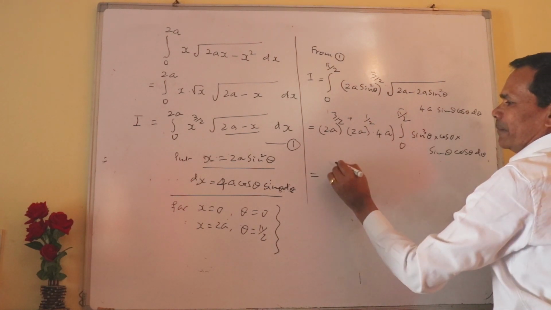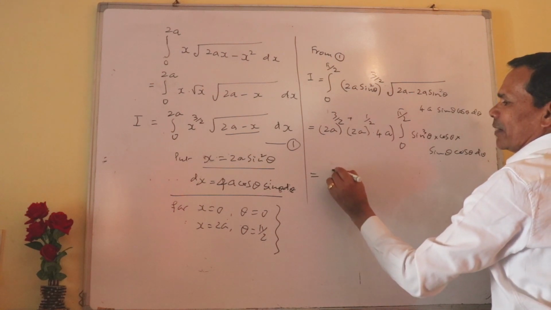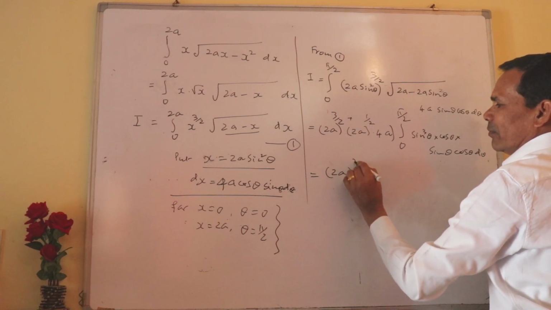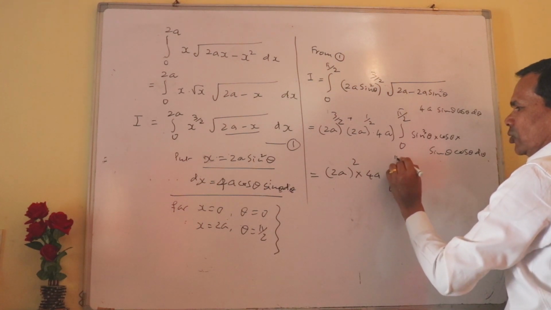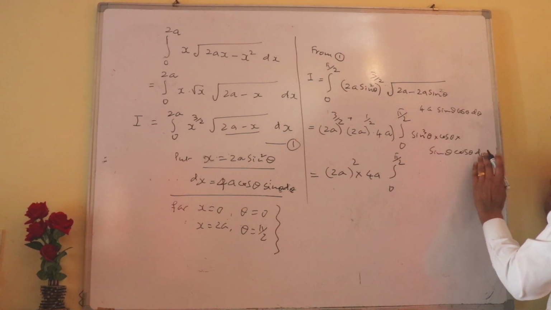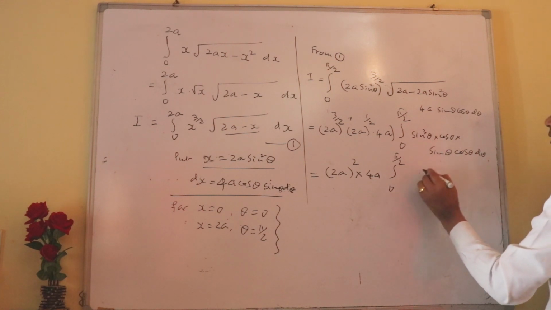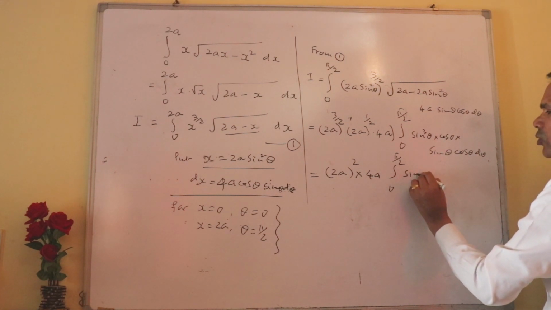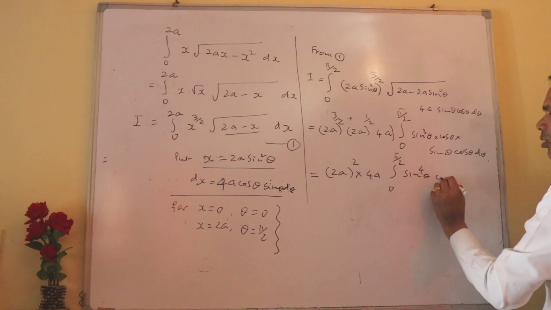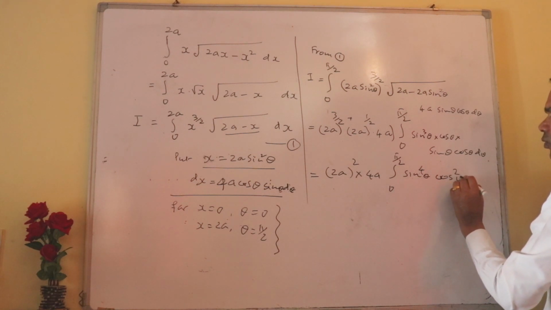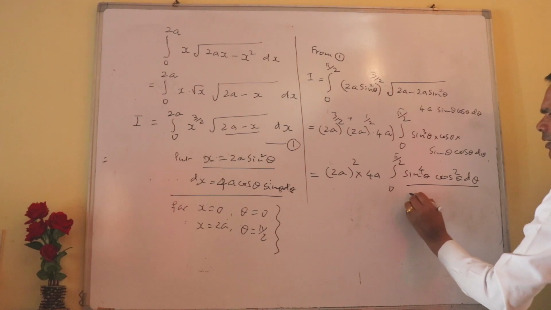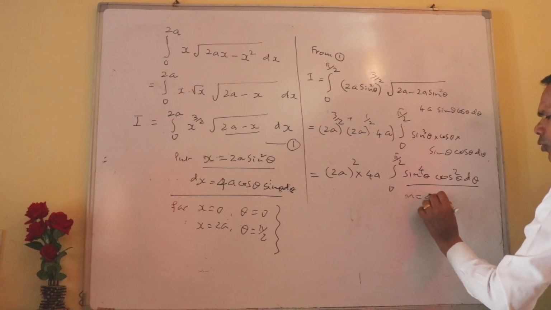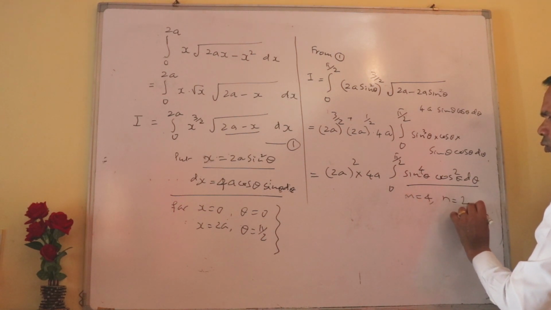So you are getting 2 times a bracket square into 4 times a, and here 0 to pi by 2 on simplification, it is sine raised to 4 theta cos square theta d theta. Now apply the reduction formula for this. It is m is equal to 4, n is equal to 2.